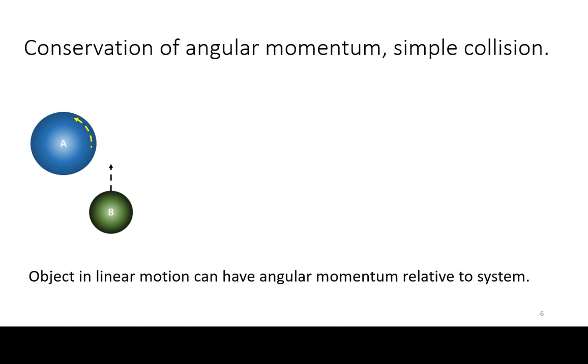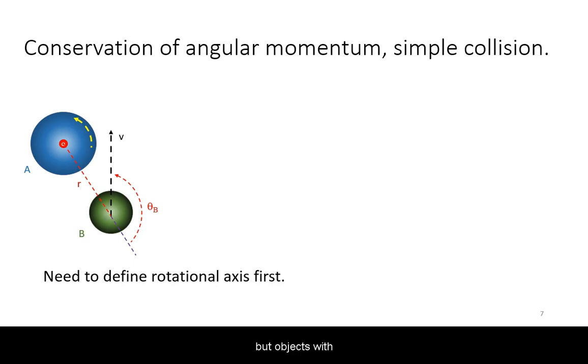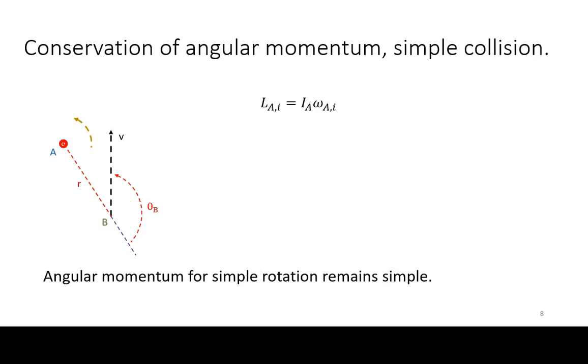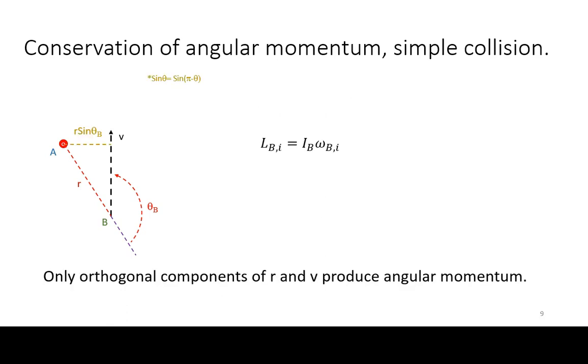In the system treatment, it is not just rotating objects that have angular momentum, but objects with linear velocities have angular momentum relative to the defined axis of rotation. Whereas the angular momentum of simple rotating objects can be easily calculated, the angular momentum for the linearly traveling objects will need to be recalculated.